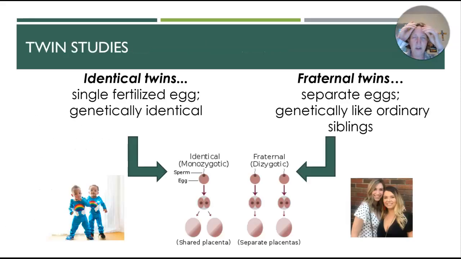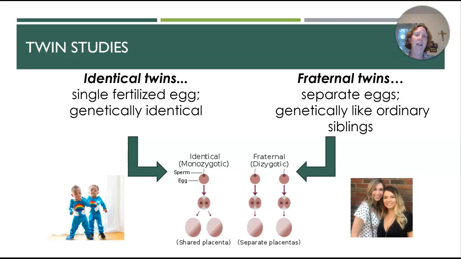Before I go any further, let me do a quick definition of the two types of twins. We have identical twins or fraternal twins. Identical twins come from a single fertilized egg. One egg, one sperm. They came together, the traditional way, and then they split. And because that split came after the sperm and the egg met and became a little zygote, they have the exact same DNA.